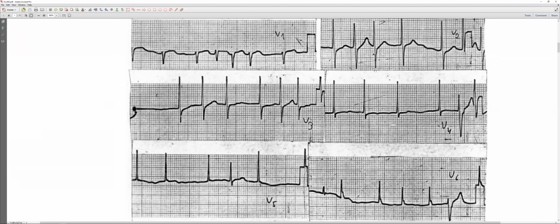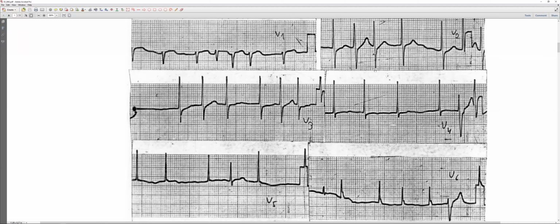In V1, we can see that there's posterior wall involvement. Why? What kind of characteristic changes could show you that there is a posterior extension? We look at V2 and V3. What do you see in V2, V3? We can see an ST elevation. Well, no, we don't see any ST elevation.